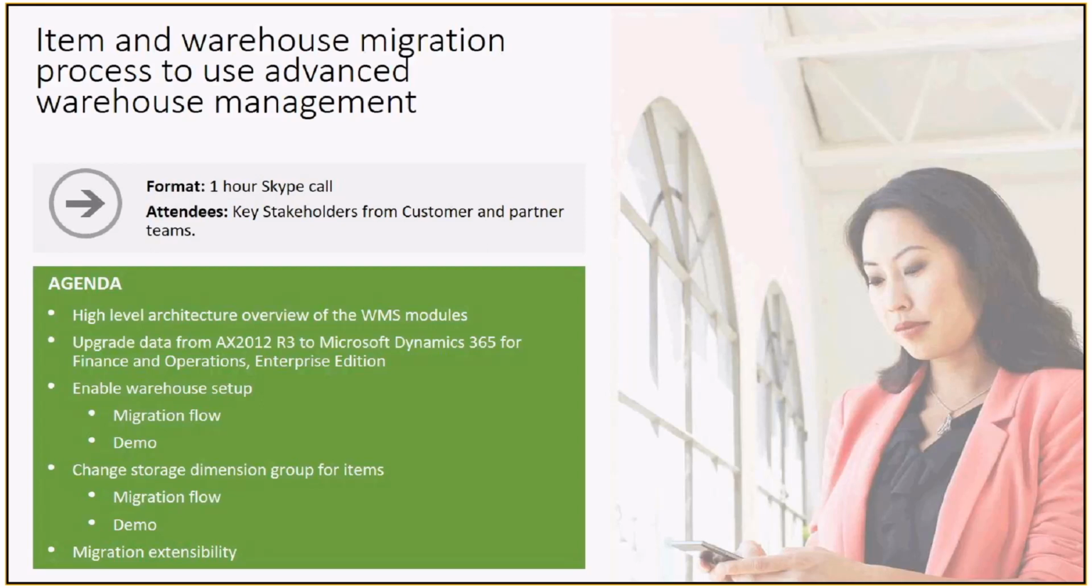warehouse management module. And the same goes for if you have existing items with a storage dimension group associated, running with a pallet dimension, what is actually the migration flow of enabling this item to use the new warehouse management module? I'll run a demo showing how to migrate an existing product with open transactions within our demo data to use a new storage dimension group.